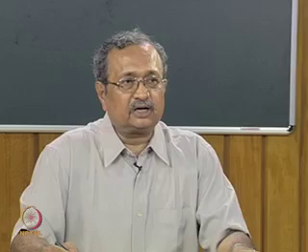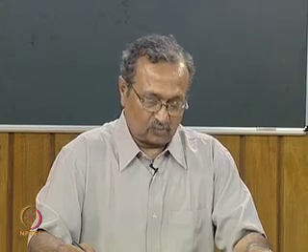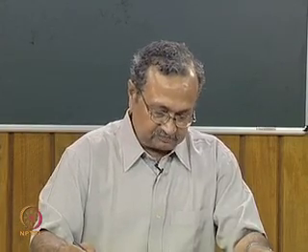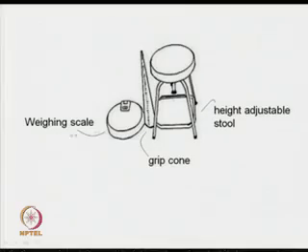Now, for seating and other requirements, or for body measurement, this is the weighing scale. There are varieties of weighing scales. It depends on the accuracy you require; accordingly, the weighing machine can be selected. Here we are showing one normal bathroom scale that can also be used to measure body weight. And then a height adjustable stool.